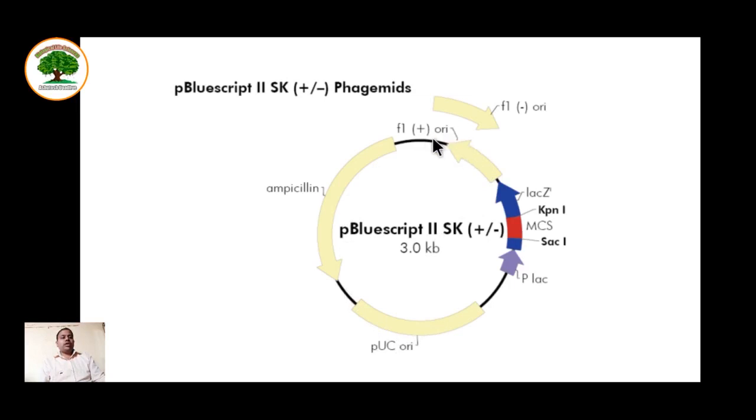So whenever a phage infects here, what will happen? It will produce a single stranded copy, and it can help in sequencing projects, because in sequencing the single stranded DNA molecule is required.